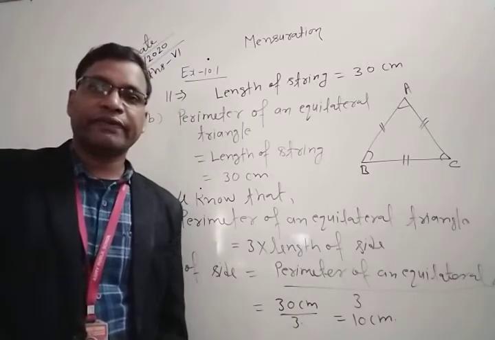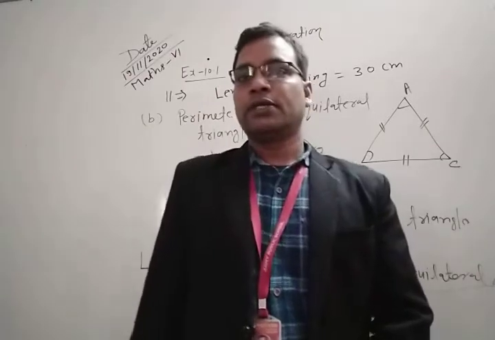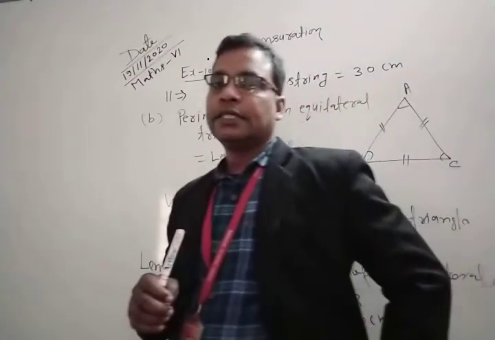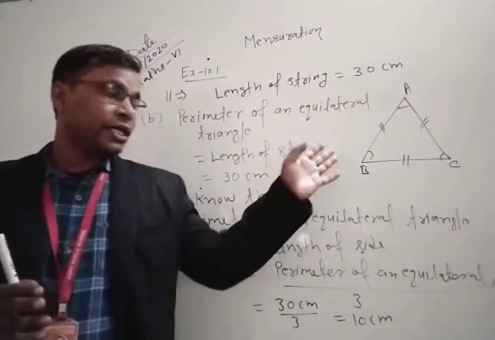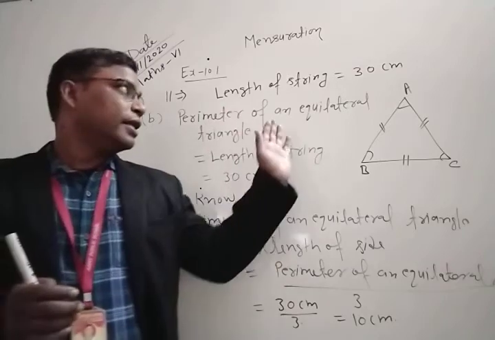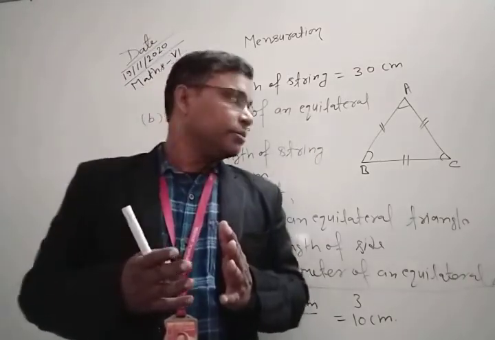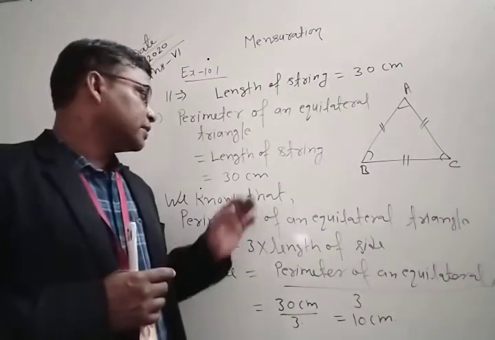How can we find it? First we find the perimeter of the equilateral triangle. So what is the perimeter? The perimeter of the equilateral triangle is equal to the length of the string, because this equilateral triangle is made by this string. The length of the string is given, 30 centimeter. So we can say the perimeter of the equilateral triangle is 30 centimeter.